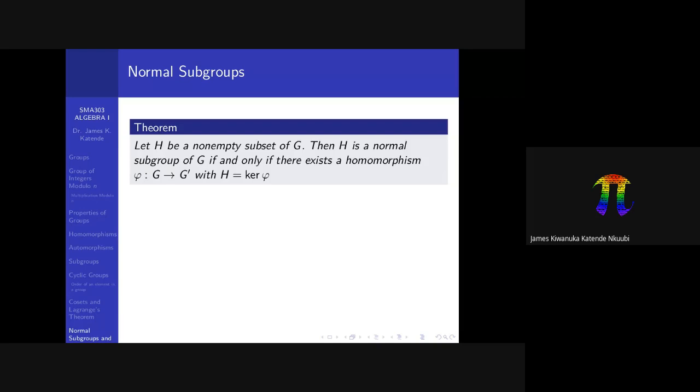So theorem, let H be a non-empty subset of G. Then H is a normal subgroup of G if and only if there exists a homomorphism from G to another group, G prime, whose kernel will be H. So what this theorem says is anytime you have a normal subgroup, it's possible to construct a homomorphism with H as the kernel. It's always possible.